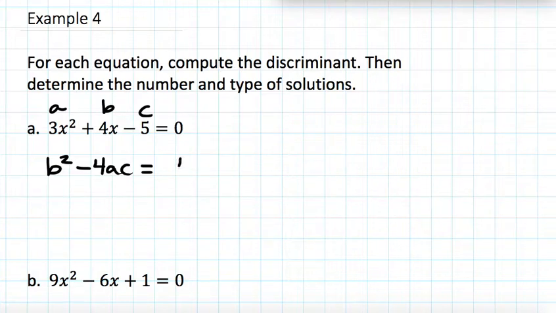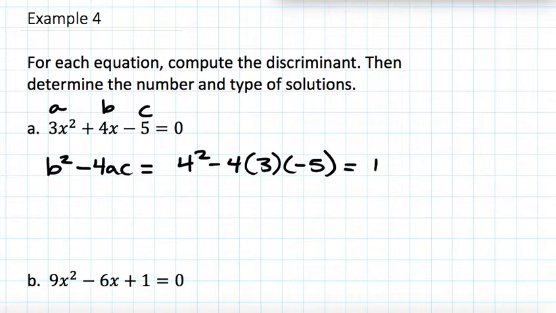So b squared is going to be 4 squared minus 4 times a times c. And just like with the quadratic formula, I'm going to simplify this. Again, we have a minus and then a minus here. That's going to change to plus. That'll be 12 times 5, which is 60. And 16 plus 60 is 76. So the answer for the first part, compute the discriminant, is 76.